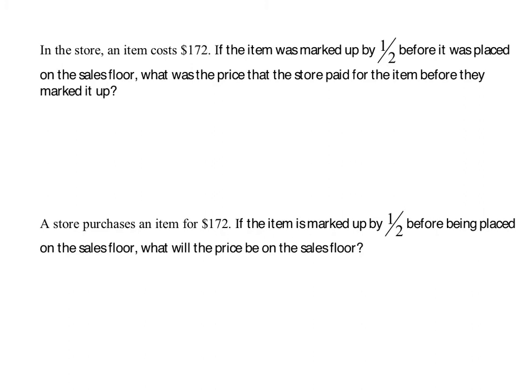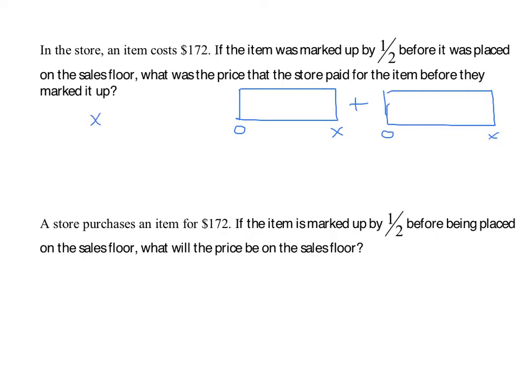So looking at our diagram, we should be thinking about this as it's a markup, so we know that there was something added to it. And I want to know what the price was the store paid for it. This was the original price. I don't know what it was. So I know this is one where I'm going to need an equation. And I know that once I mark it up, the price was $172.